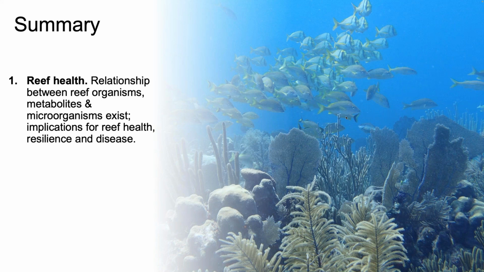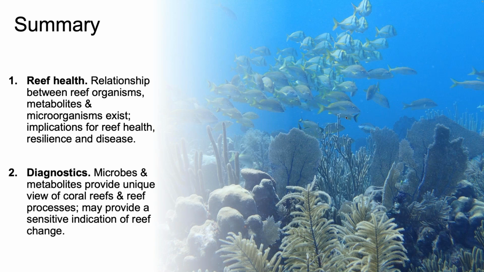This has important implications for the health, the biodiversity of the ecosystem, the resilience of the ecosystem, and the susceptibility of that ecosystem to disease. So these are hidden components of the ecosystem that Omics is helping us unravel and start to look at.